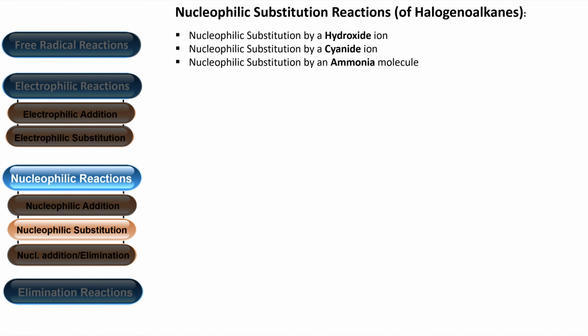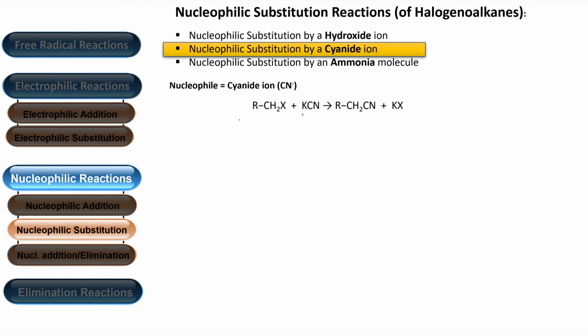Let's move on to the second example, where we have the nucleophilic substitution by a cyanide ion. So the nucleophile here would be the cyanide ion. And here's the general equation. So here we have our halogenoalkane, which reacts with potassium cyanide. Potassium cyanide will provide potassium ions plus cyanide ion. And there will be a substitution of the halide ion with the cyanide ion. So we get a nitrile at the end.